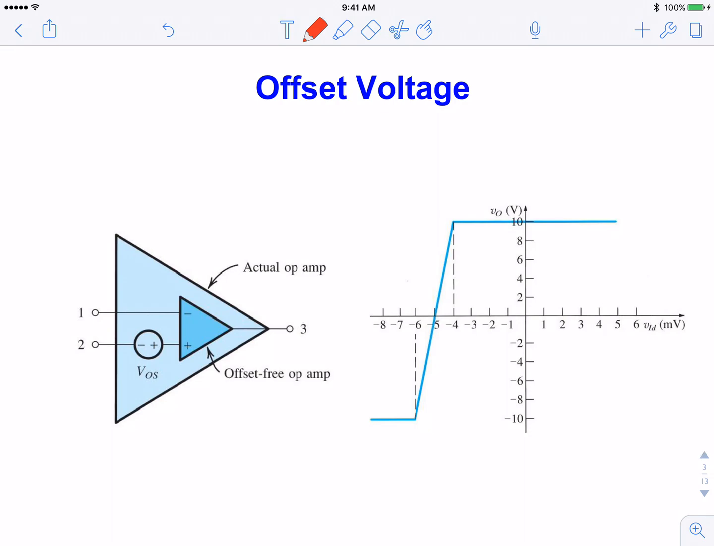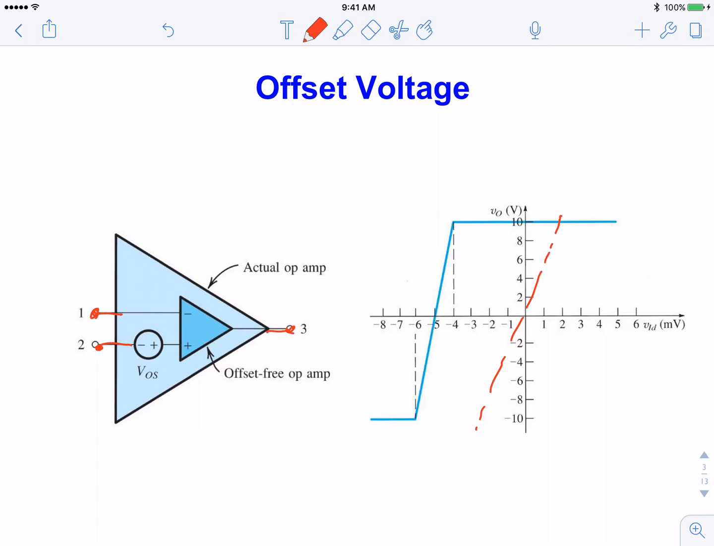So first thing is offset voltage. I believe you have already tried op-amp in the 16 experiments, right? So you always need to apply an offset voltage. So what does offset voltage mean? For an op-amp, you have two input terminals, 1 and 2, and there's an output voltage. The ideal op-amp transfer curve is like this. So this will be the ideal op-amp transfer curve.